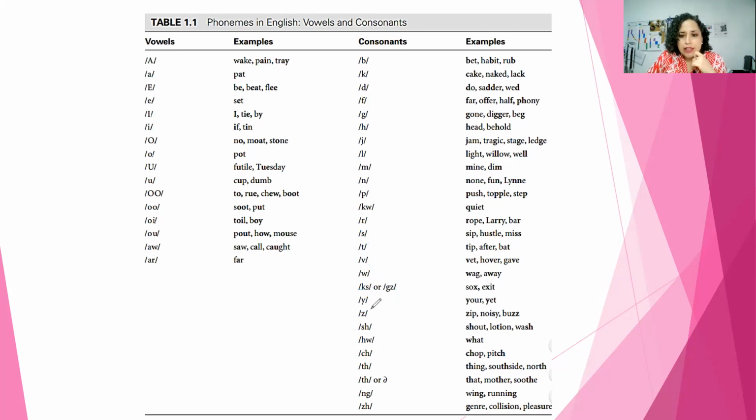Z, the sound for Z, that's closer to the ABCs actually. Z. It's different from S, from Z. This is a stronger one. Z. Zip, noisy, buzz.